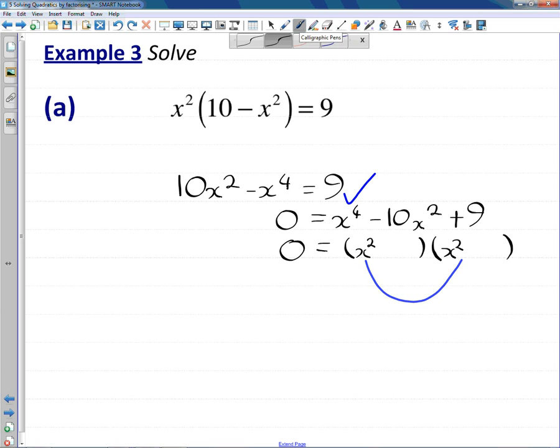Let's just proceed now as normal. We've got 9. 1 and 9 could work, or 3 and 3, but we're aiming for the 10. So I think that this one will work and that one won't.